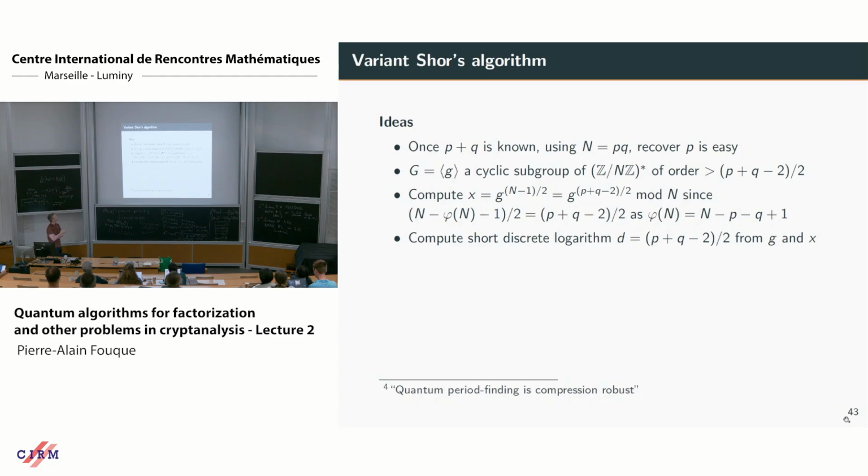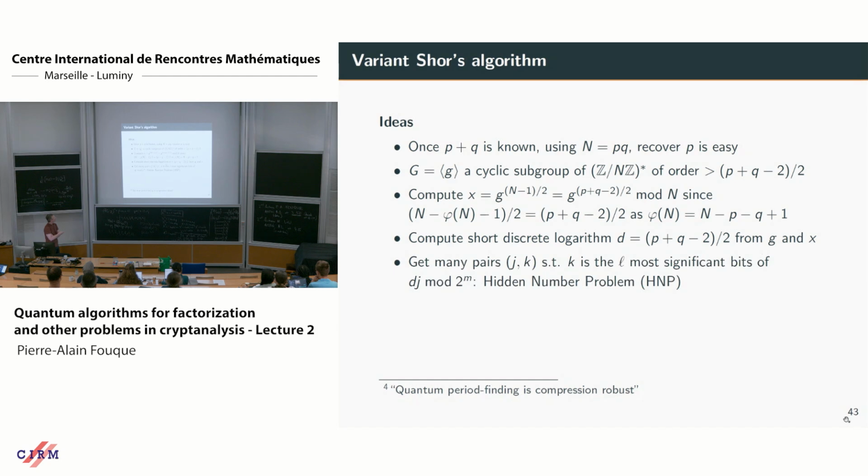And once I recover this value, I can recover phi of n, or rather p plus q easily. And once p plus q is known, I can factor. So now I just have to compute this short discrete log, and at the end I have a post-processing stage.